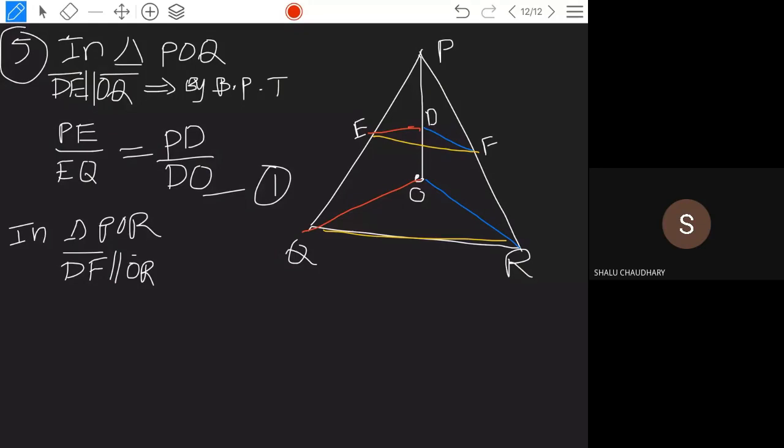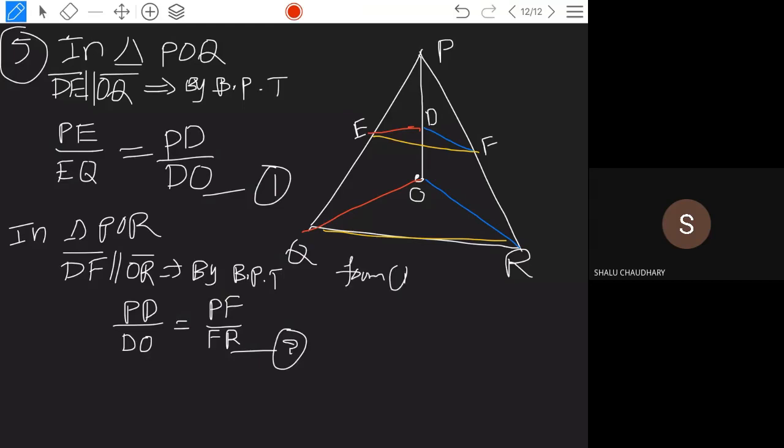So this implies, by the basic proportionality theorem in that triangle, what do you get? PD by DO is equal to PF by FR. This is the second one. Now from these two, what will you get? From 1 and 2, you are going to get PE by EQ equal to PD by DO, and PD by DO equal to PF by FR. So this one and this one are both the same.